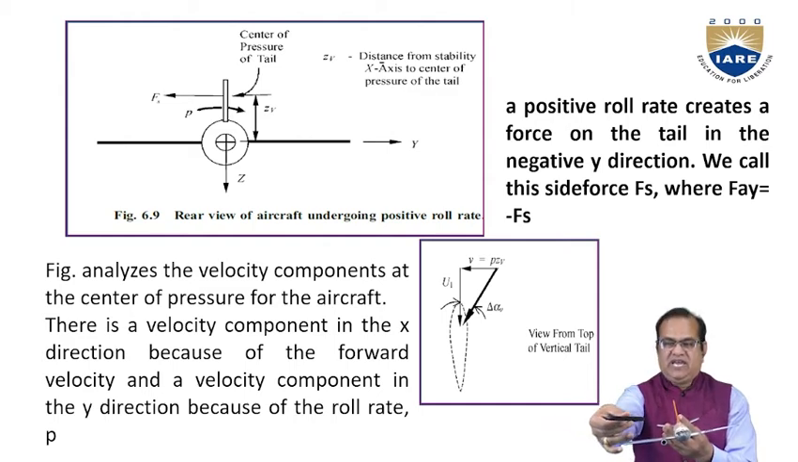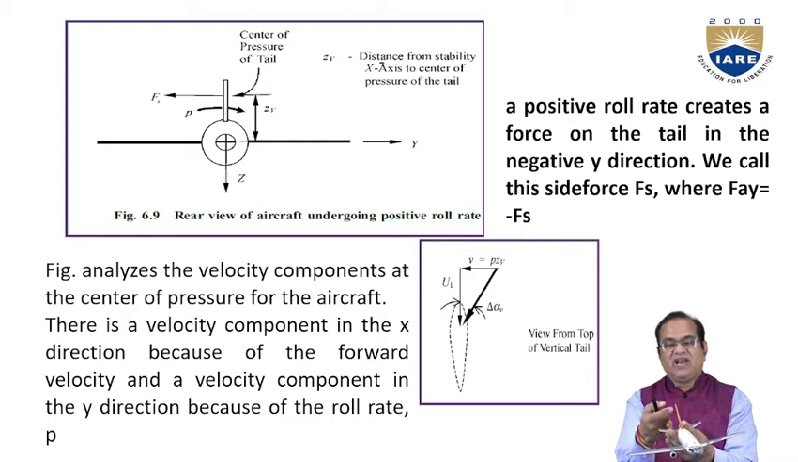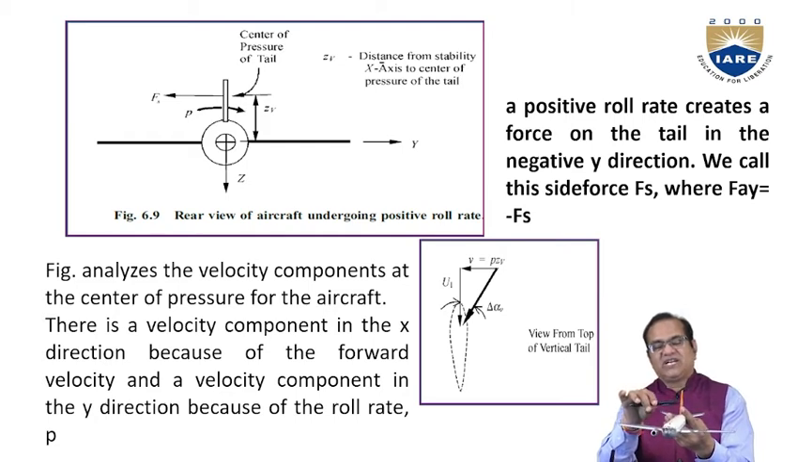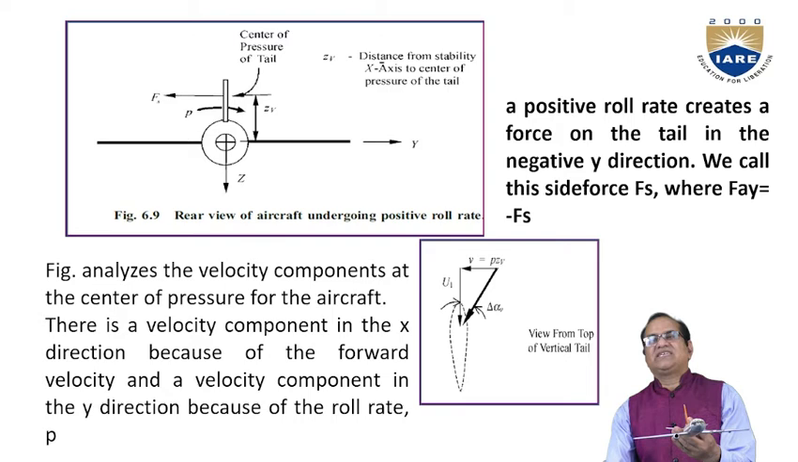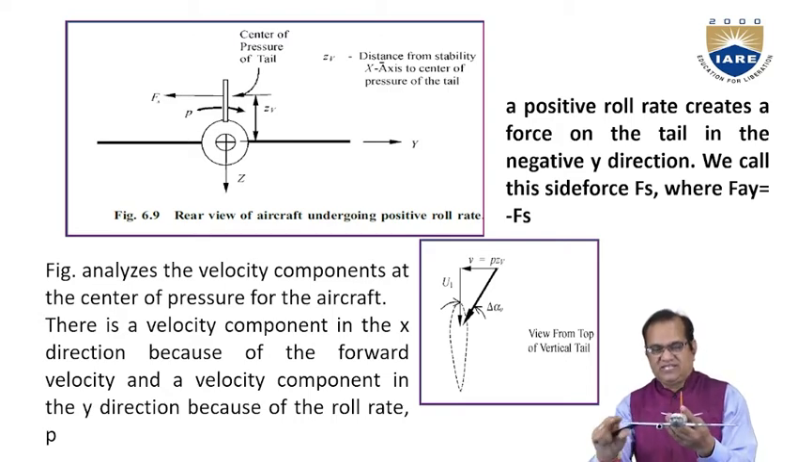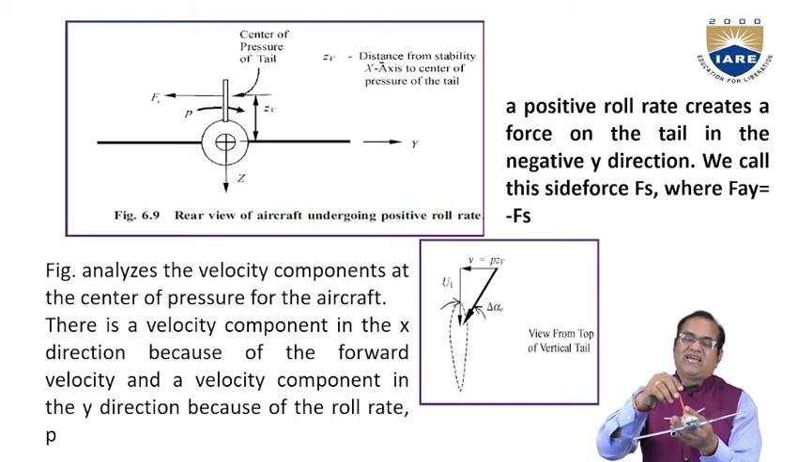Due to this, a side slip angle will be generated, and this side slip angle will act on this vertical fin. So this vertical fin will generate a force in this direction. It is called negative Y. This negative Y will try to roll because the aerodynamic center of this vertical tail is above the fuselage reference line. So it will have a moment and it will try to make a positive roll rate. This is the positive roll rate on the tail, a negative Y direction force.